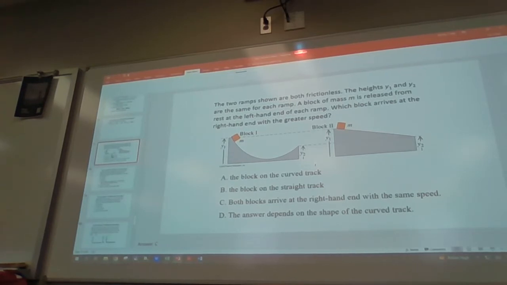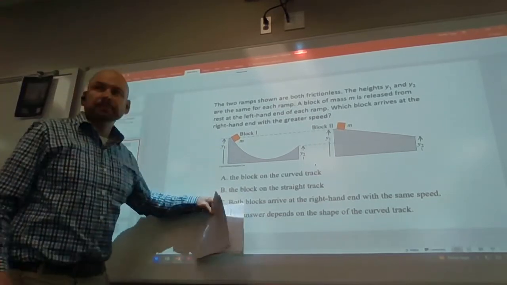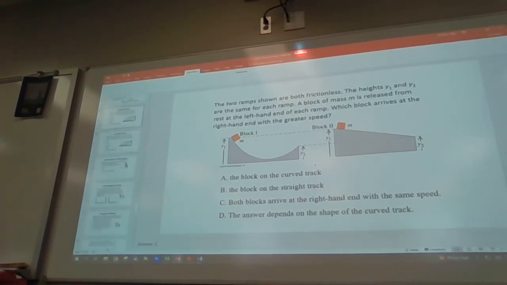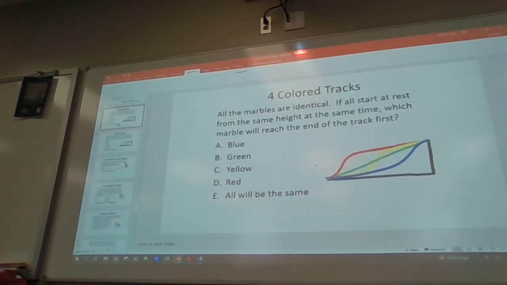Okay, correct answer is C. This is the same concept as this. If mechanical energy is conserved, the path taken does not matter. Good with that?